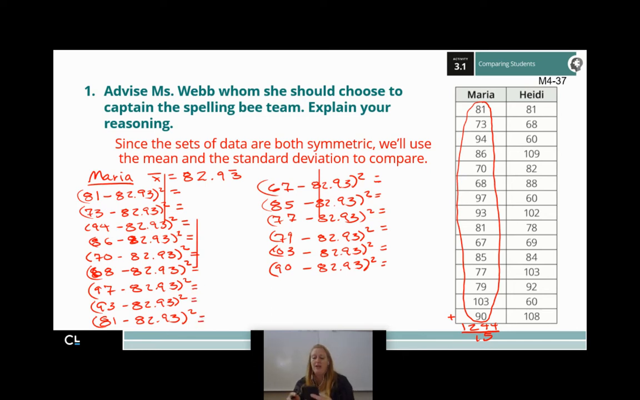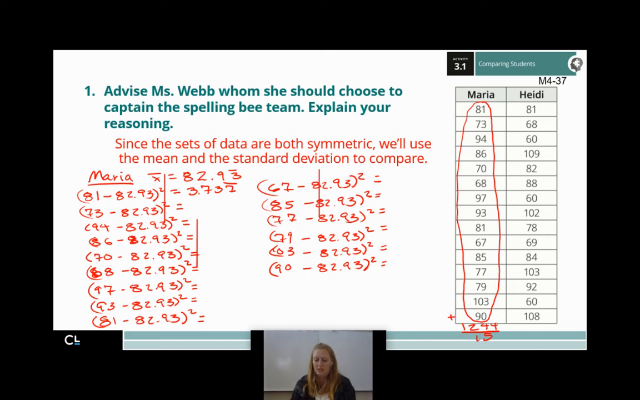Oh my gosh. All right, I got this. 81 minus 82.93s forever. And then I'm going to square it. That didn't work so well because I hit a funky button. 81 minus 82.93. And then we're going to square it. There we go. It does work better when I hit the correct button. So I get about 3.737s going forever, something like that.